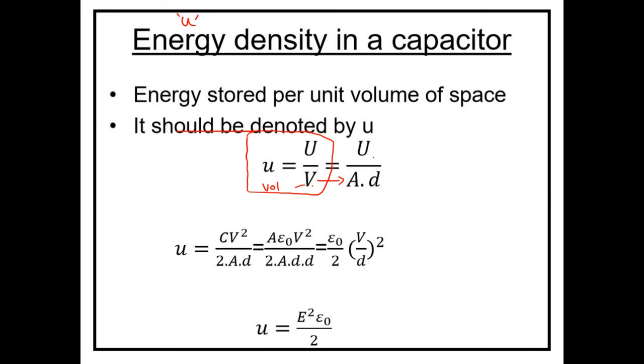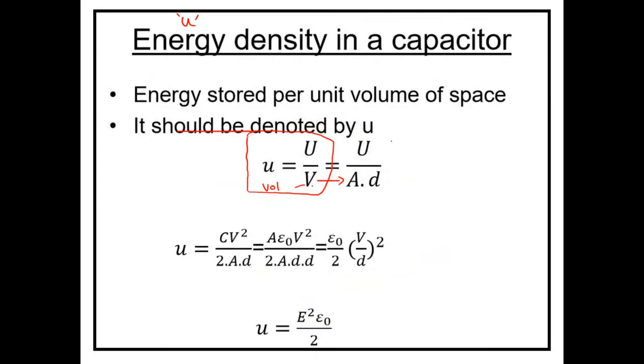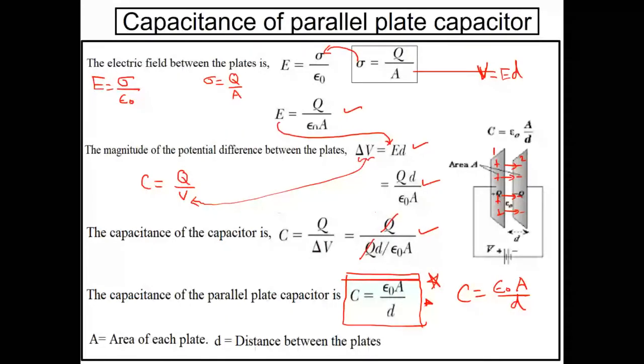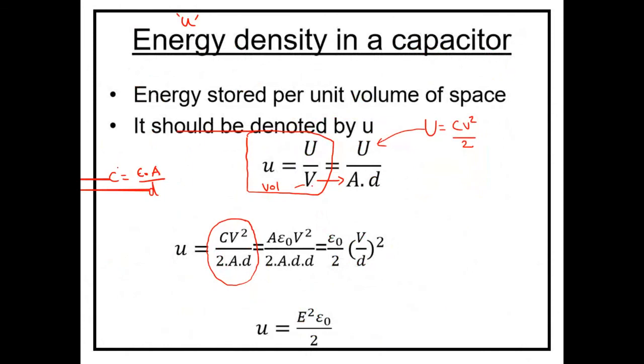You will get this. Now we have two formulas for the energy, so I can choose one in this place. I am going to substitute U equals CV square over 2. Substitute here. What will happen? Your equation will be like this. Now this is related to the parallel plate capacitor. What is the formula for the parallel plate capacitor? C equals epsilon naught A divided by D. So I am going to substitute this formula here, and your equation will be like this.